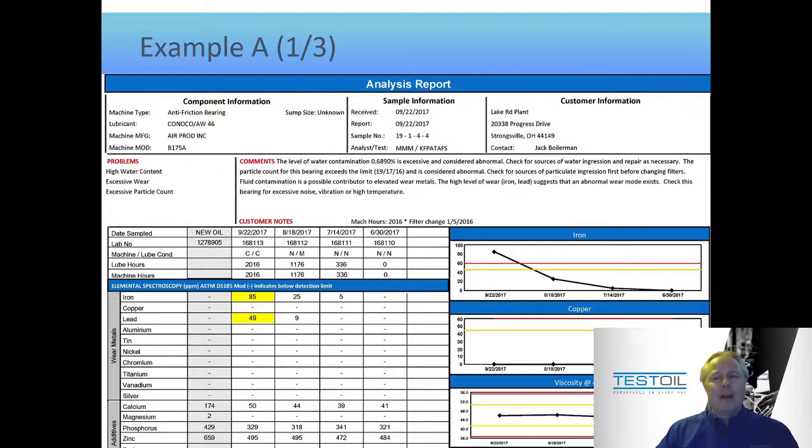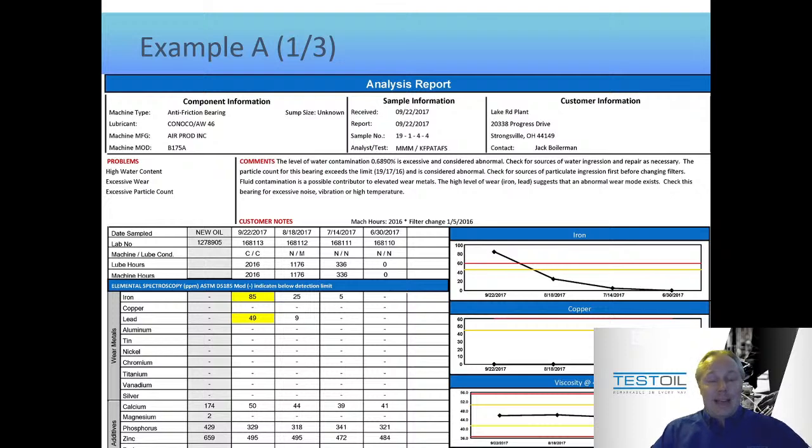So when I say the top, I do mean the top. So at the top there it says anti-friction bearing. So in your mind, you're already getting a picture of what this looks like. For sump size, it's unknown. We don't know. All right, so this could be a small bearing, could be a large bearing. We don't have that much information. However, it does say it's using an R&O 46, or sorry, an AW, not R&O, AW 46 fluid.